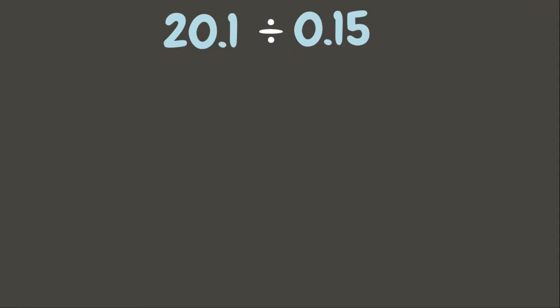At this time, we are going to divide a decimal by a decimal. 20.1 divided by 0.15. Since our divisor is a decimal, we are going to change it into a whole number. Let's move the decimal point to the right. Let's count. 1, 2. Now we can remove the zeros.